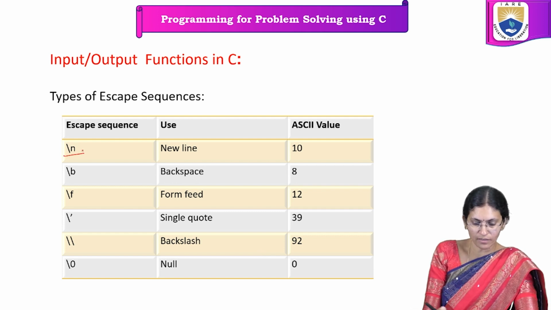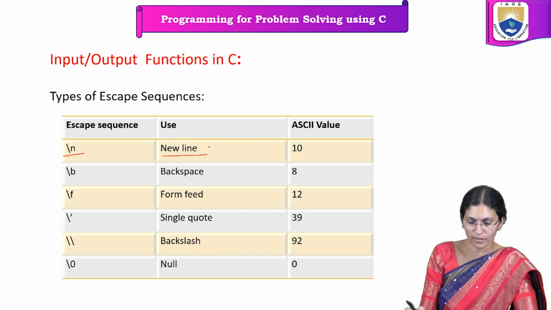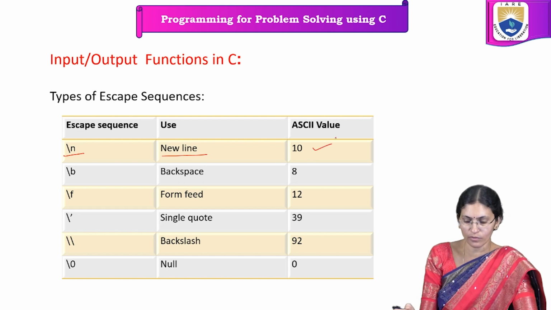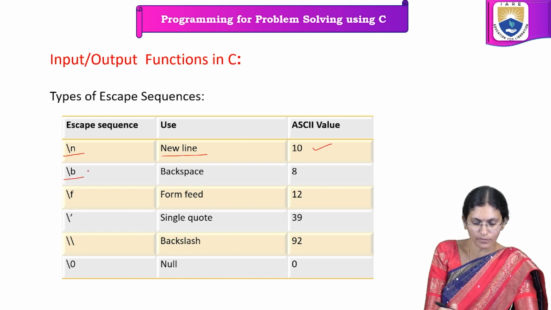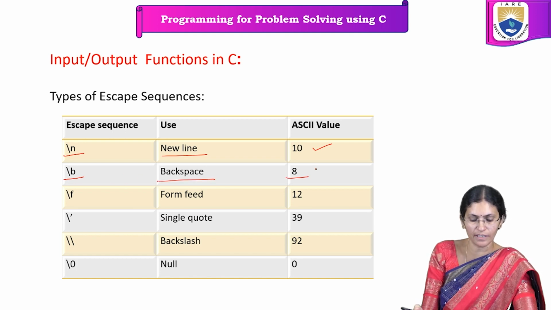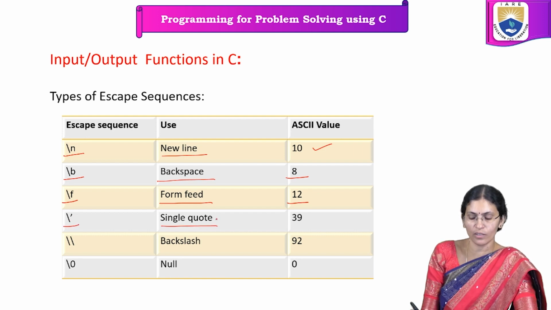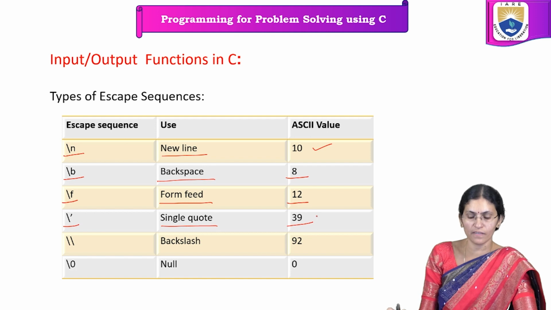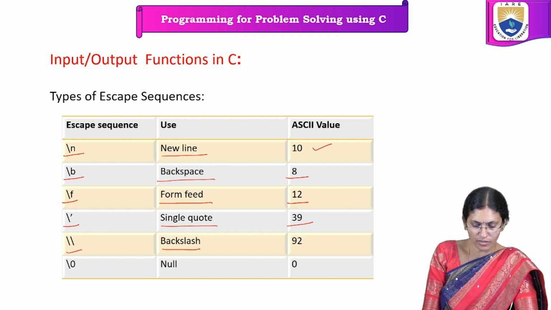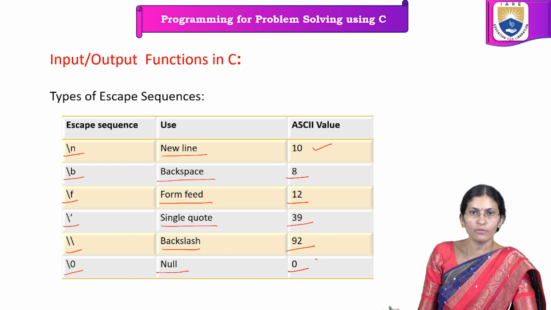\n is used for new line, and it has a corresponding ASCII value also. The ASCII value is 10. Next, \b stands for backspace, ASCII value is 8. Then \f is used for form feed, the ASCII value is 12. Then \' is for single quote, the ASCII value of this is 39. And then backslash, again we have a backslash symbol here, the ASCII value is 92. \0 is null, the ASCII value is 0.